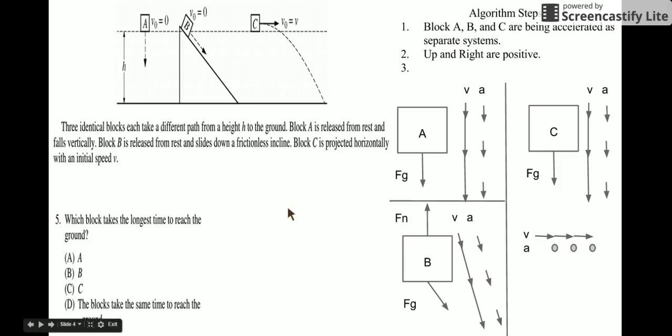So again, we use the force toolkit. For step 1, identify the system being accelerated. We would say that there are three separate systems, block A, B, and C, that are being accelerated because each block is independent of each other. Step 2, define a coordinate plane, which is that up and right are positive.